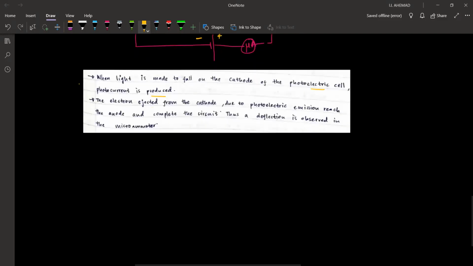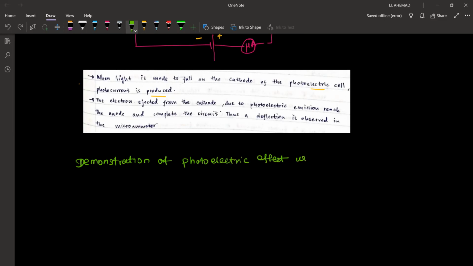Okay, next put the topic, demonstration of photoelectric effect using photoelectric cell.